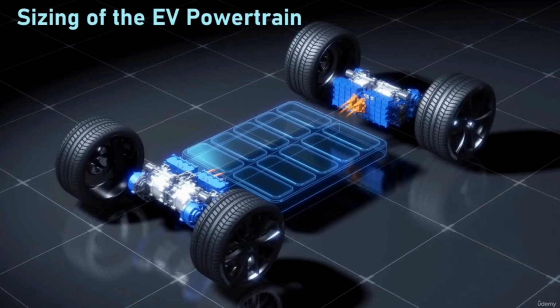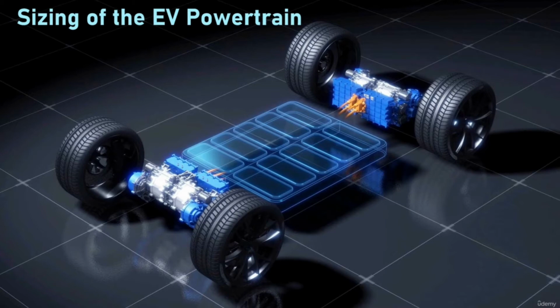Welcome back. In this lecture we are going to understand the sizing of electric vehicle powertrain and learn how to estimate the forces on the vehicle and the power that needs to be delivered by the powertrain to control the vehicle speed. There are three learning objectives of this lecture. First, what are the forces acting on the vehicle when it's driving, namely the rolling resistance force, the aerodynamic drag force, and the gradient force.